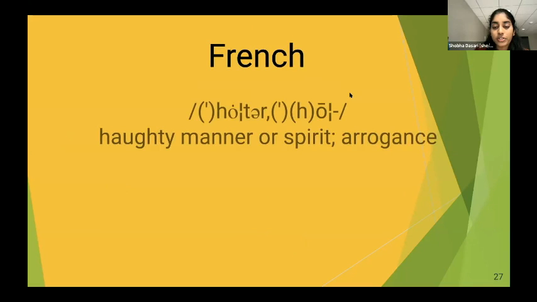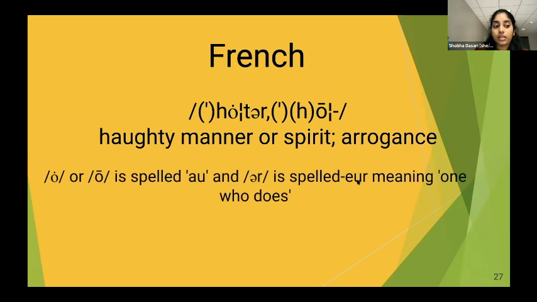Okay, and then I think this is our last French example. This word is hauteur. It means a haughty manner or spirit, arrogance. All right. Yeah, so the language patterns here is that the O sound is spelled with an AU, and the sound at the end of a word is spelled EUR. And this is also a common root in French where EUR at the end of a word means like one who does. And so the spelling for this is HAUTEUR.